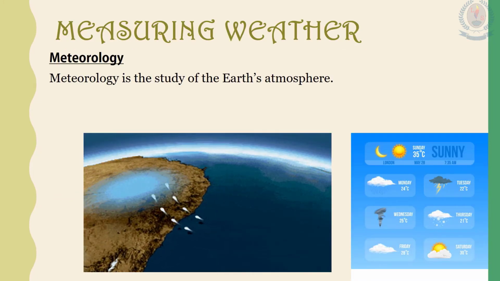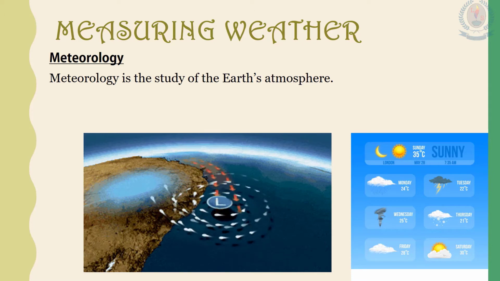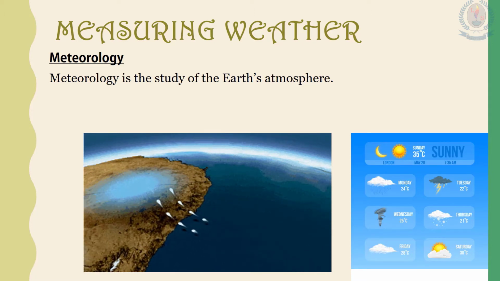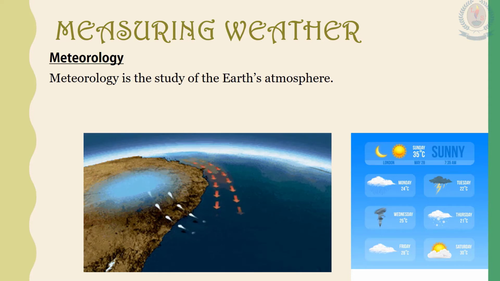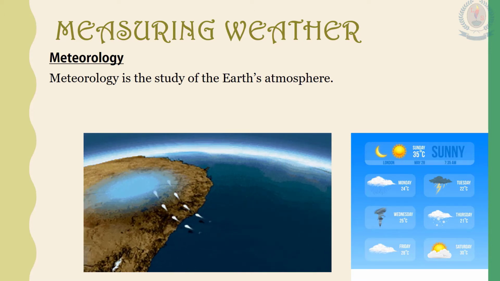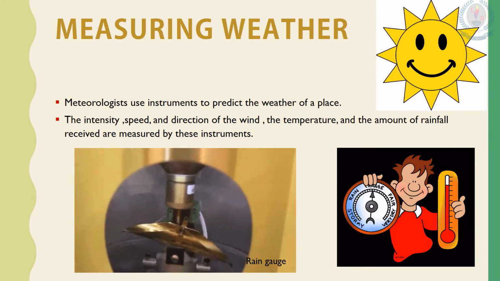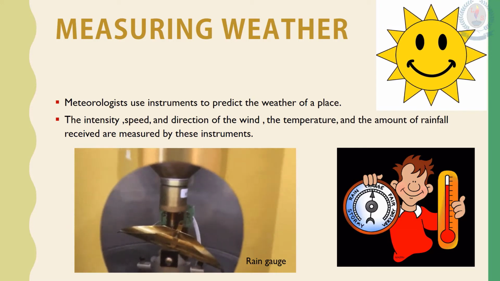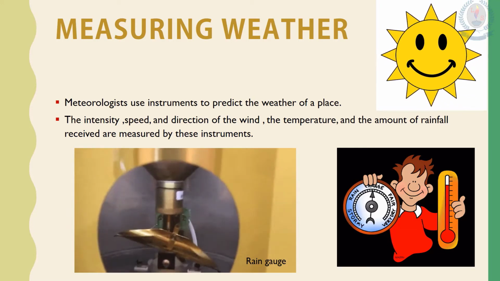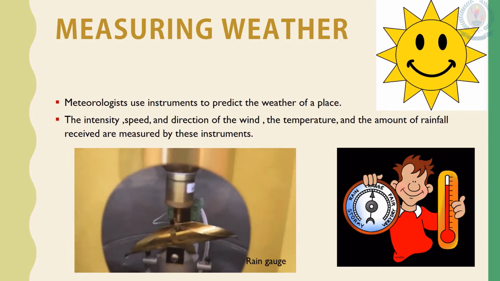Measuring weather. Children, can you tell me what is meteorology? Meteorology is the study of the Earth's atmosphere. Scientists who study the atmosphere are called meteorologists. Meteorologists use instruments to predict the weather of a place. The intensity, speed and direction of the wind, the temperature and the amount of rainfall received are measured by these instruments.